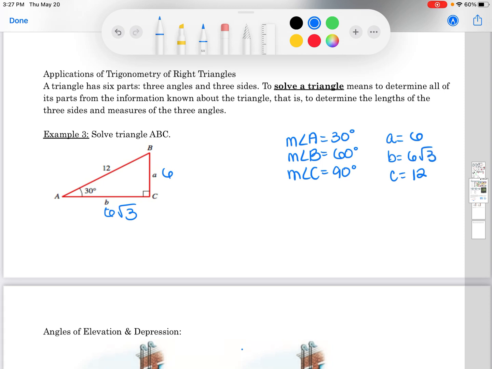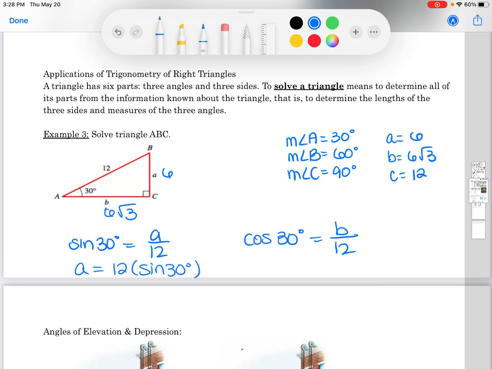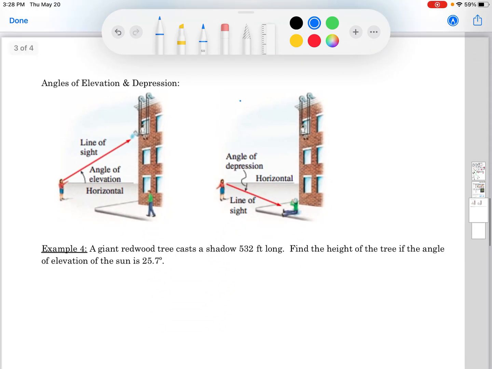What I could do, though, if I needed to, was say that the sine of 30 degrees was equal to A over 12, and that the cosine of 30 degrees was equal to B over 12, and I could solve these problems to get those same answers. So I could multiply by 12 on both sides. A would be 12 times sine of 30, and I could use my calculator to get that answer. I'm going to get 6. And for B, it'd be 12 times the cosine of 30. This time I would get an irrational number, but it would be equivalent to 6 square root of 3.